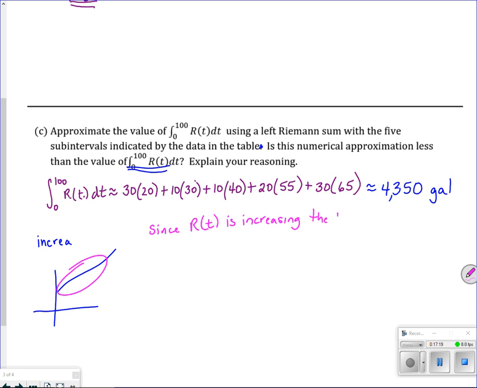the left sum will, and I'm going to use the wording, I mean, yes, is this saying is it an underestimate? Yes. Is the numerical approximation less than the actual value? I'm just going to use the wording that they used. The left sum will be less than the actual value of the integral. So I like to use the wording that they have in the problem. All right. We have 2 more.